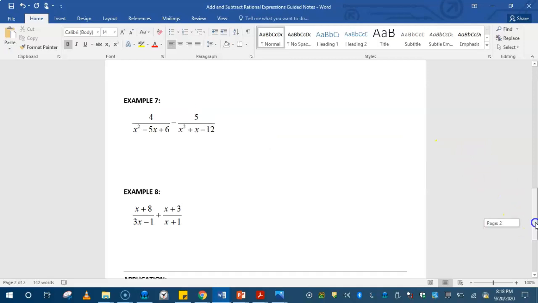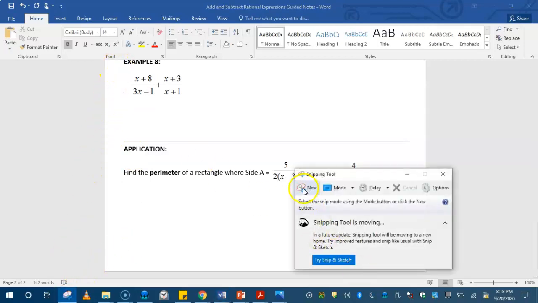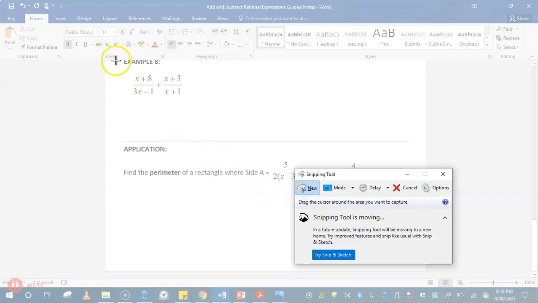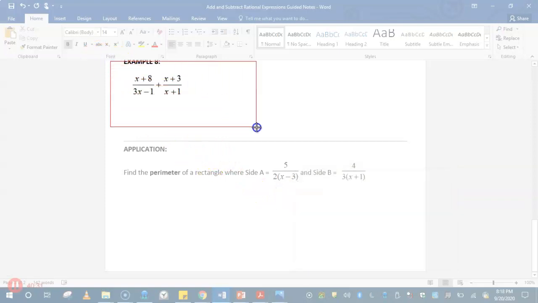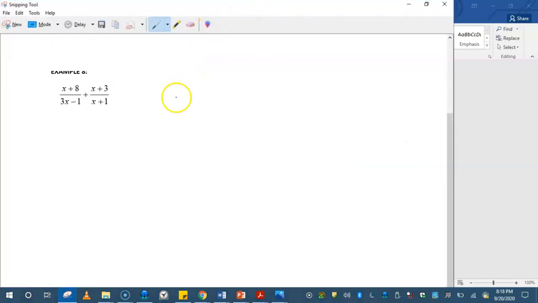Almost there. This is our last one. Well, second to last. We got our application problem. All right, example 8. Ooh, we get a 3x minus 1 and an x plus 1.